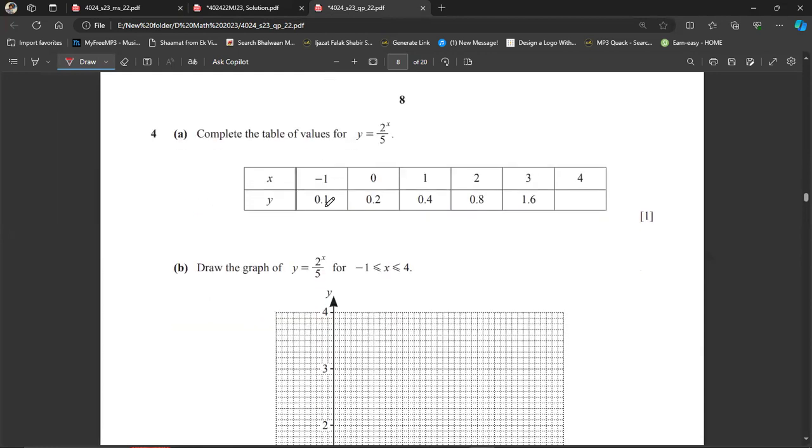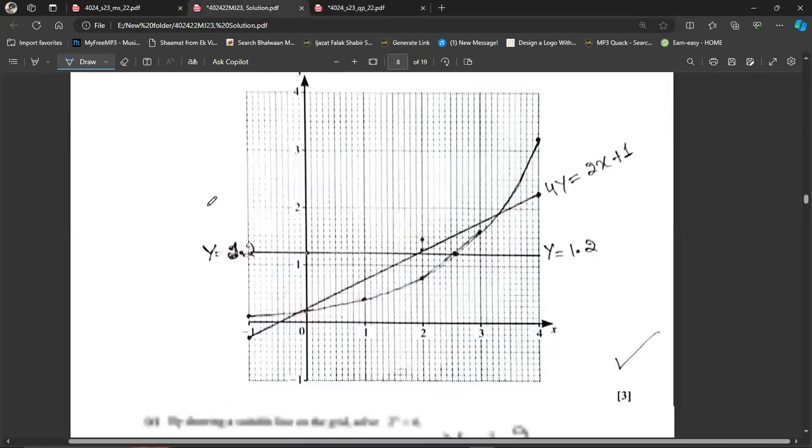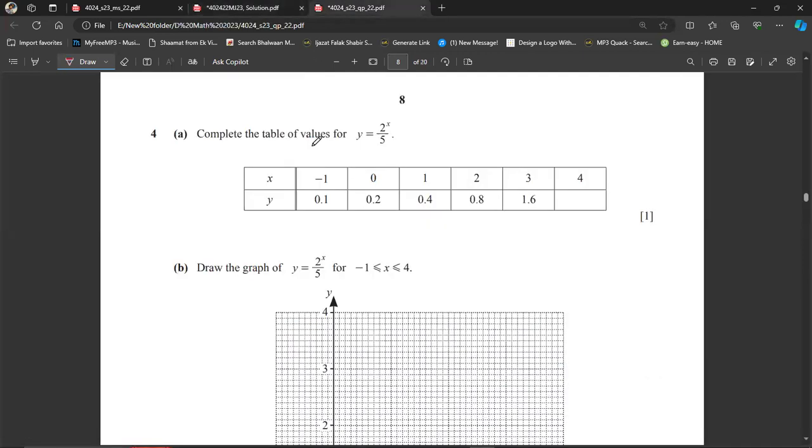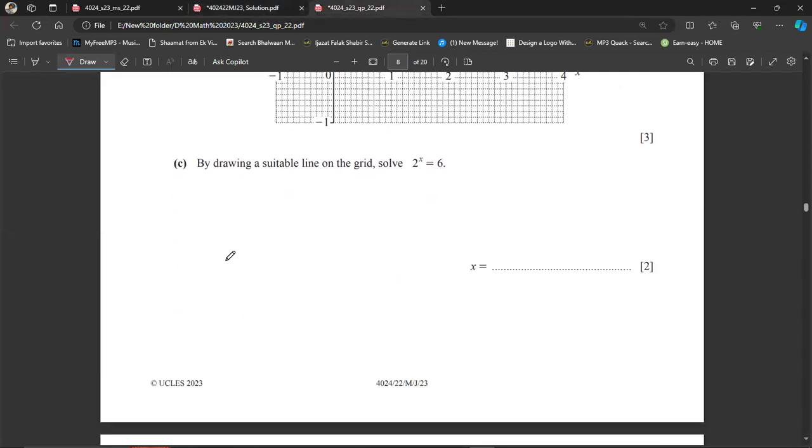This is x values, y values. So I will plot minus 1, 0.1; 0, 0.2; 1, 0.4; 2, 0.8; 3, 1.6; 4, 3.2 on the graph. So you will plot these points, and once you have plotted them, then you will join them with a smooth curve, so you will get this curve. I hope you understand.